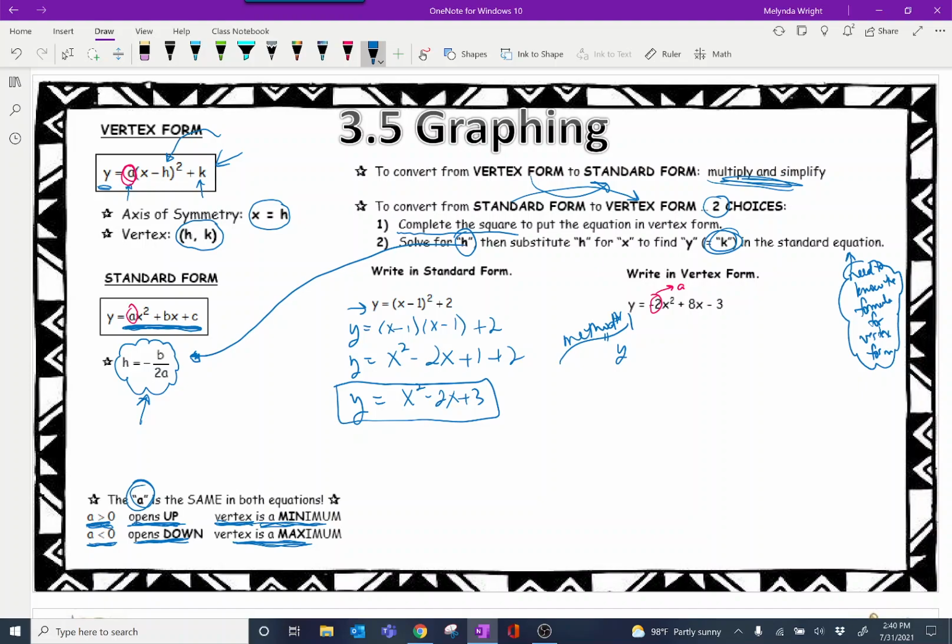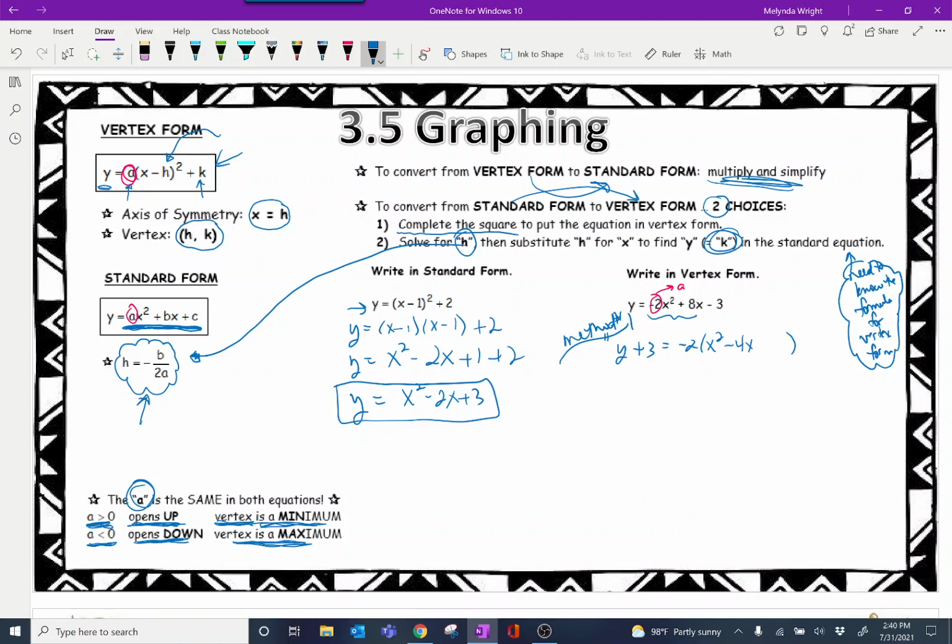I'm going to move the constant over. I'm going to factor out the negative 2 from the first two terms. Remember, factoring means dividing. Factor out a negative 2 from negative 2x squared, I get x squared. I factor or divide out a negative 2 from 8 and I get a negative 4x.